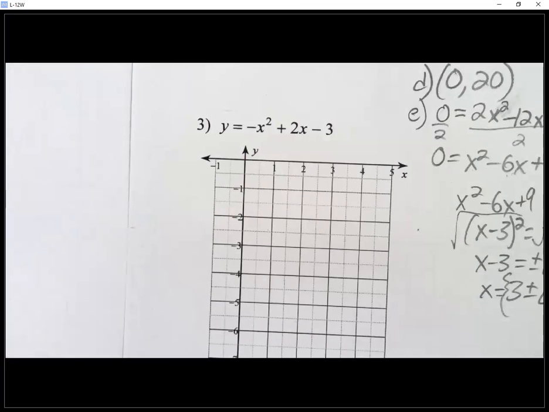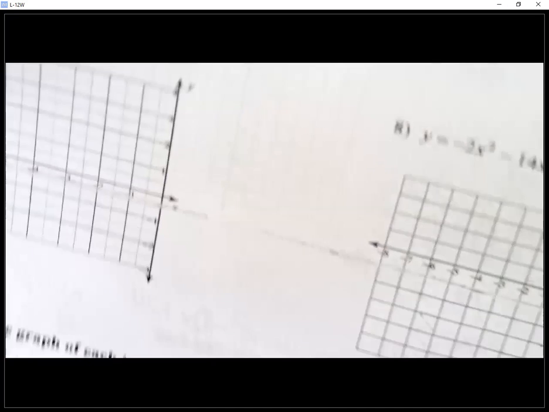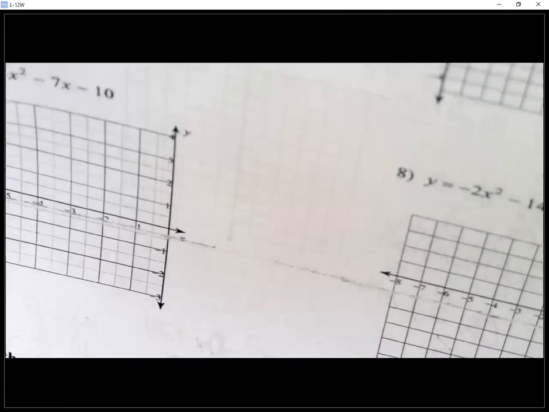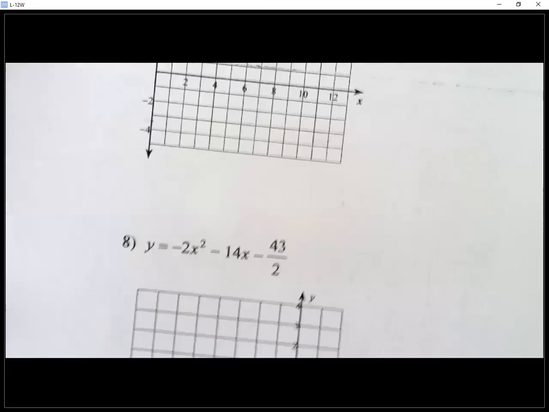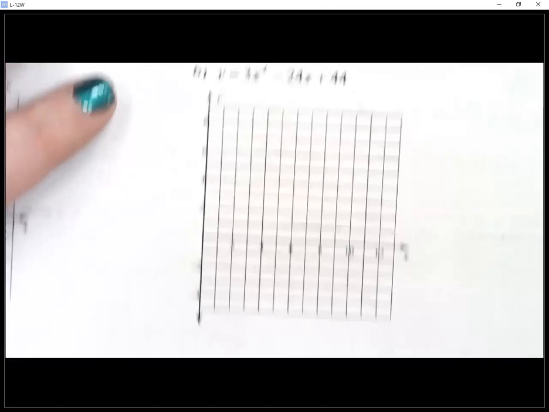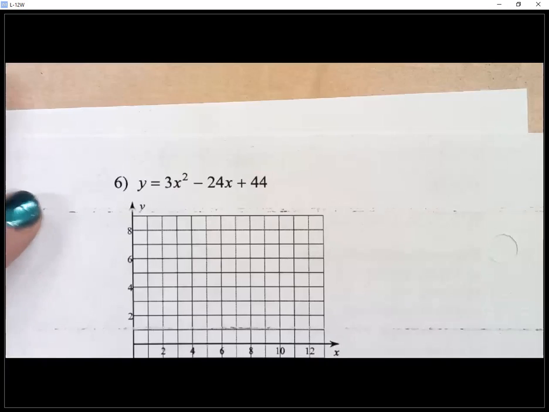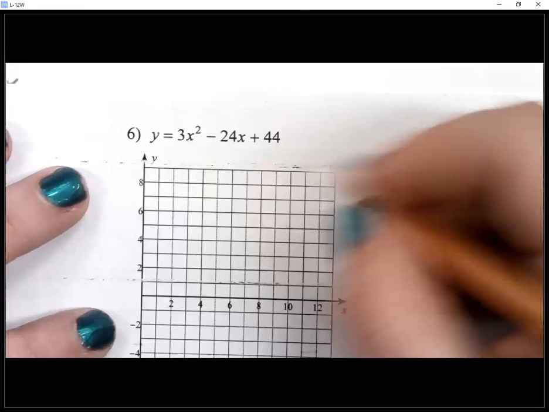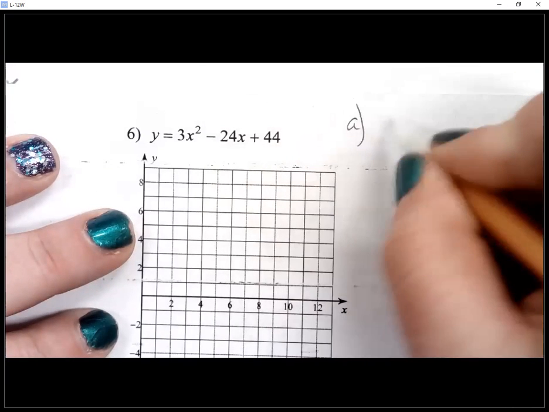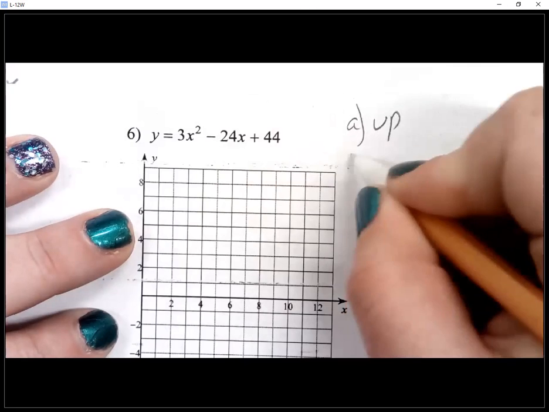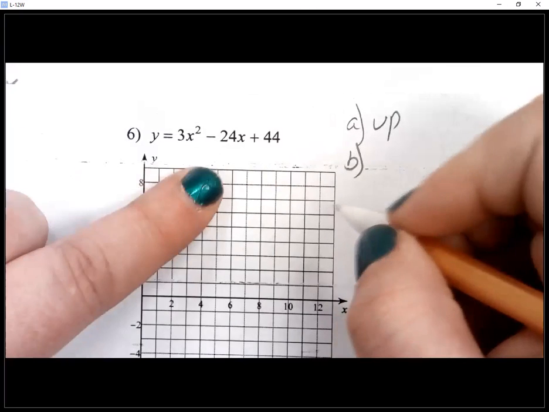So let's see. Let's do 6 together real quick. Is this thing up or down? Up. Find the vertex, everybody. -b over 2a.